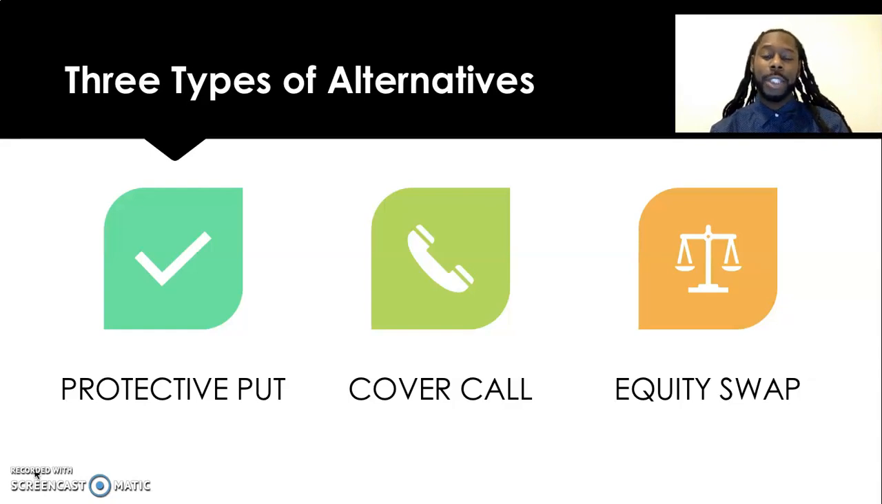The three types of alternatives that we're going to discuss today are the protective put, a covered call, and an equity swap. Each of these alternatives has its benefits and its downfalls. I will discuss some of them today with you. I will also give you an example of how to maximize the use of each of these alternatives.